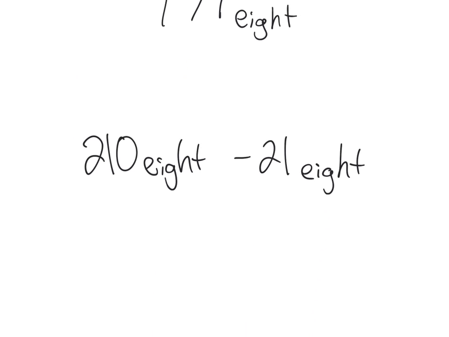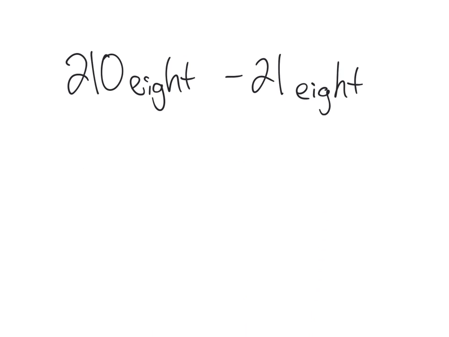Okay, got another example here. Let's do 210 base 8 minus 21 base 8. Okay, so we're going to borrow similar to what we did just now. We look at this 0, it's not enough to subtract 1 from, so we need to borrow. We look at the 1, it's not enough to subtract 2 from, especially not after we borrow it. So we need to borrow all the way over here to the 2. Okay, so I'm going to borrow again.